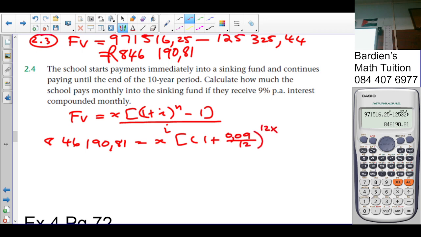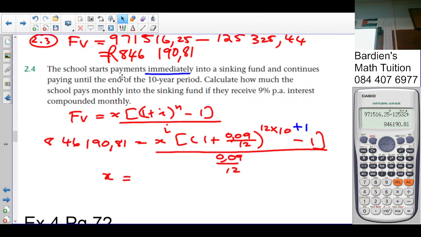How many years will this be? 10 years. Since it's compounded and starts immediately, so it's plus 1, minus 1 over i, which is 0.09 over 12. In pursuit of calculating X, I will cross multiply first. So that would be 846,190 rand and 81 cents.